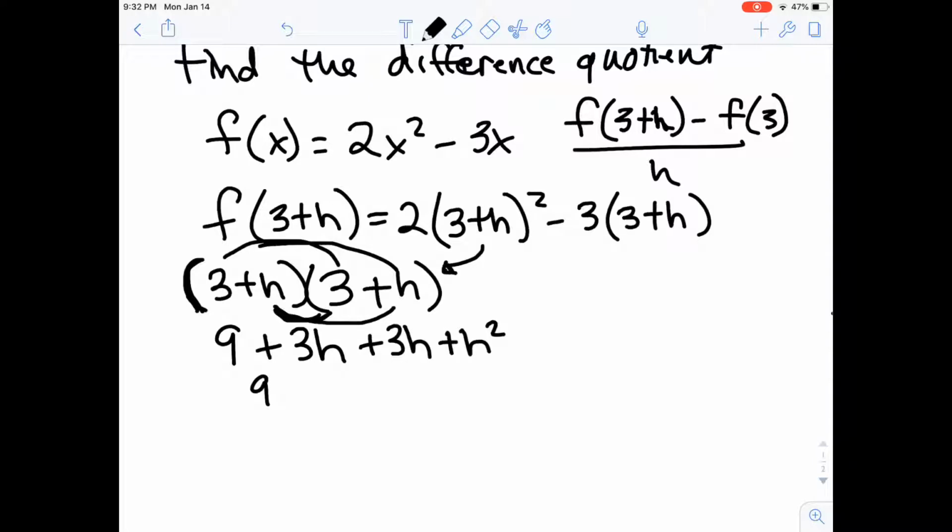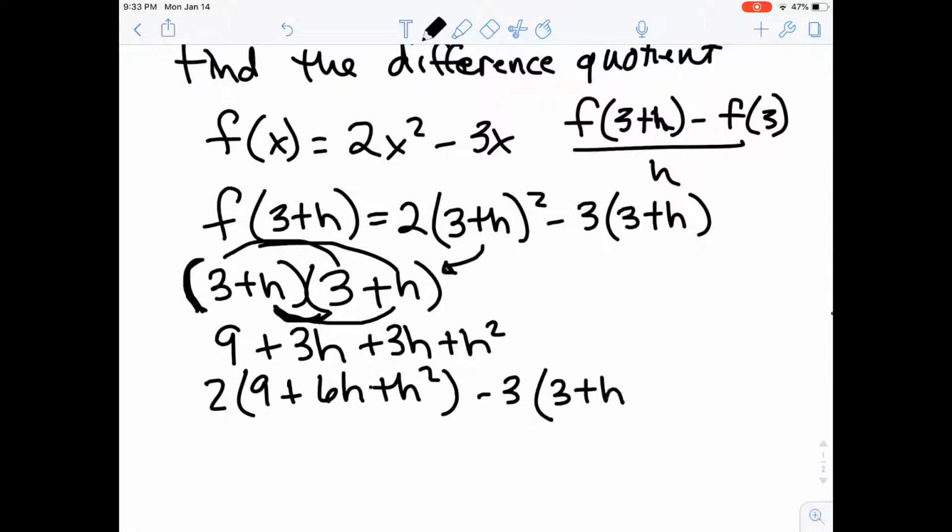So I have 9. There's no other constants. So that's 9 plus 3h plus 3h is 6h plus h squared, right? Now, all that is going to be multiplied by 2, right? Now we have minus 3 times 3 plus h. Okay, now I'm going to distribute my 2, and I'm going to distribute this negative 3.